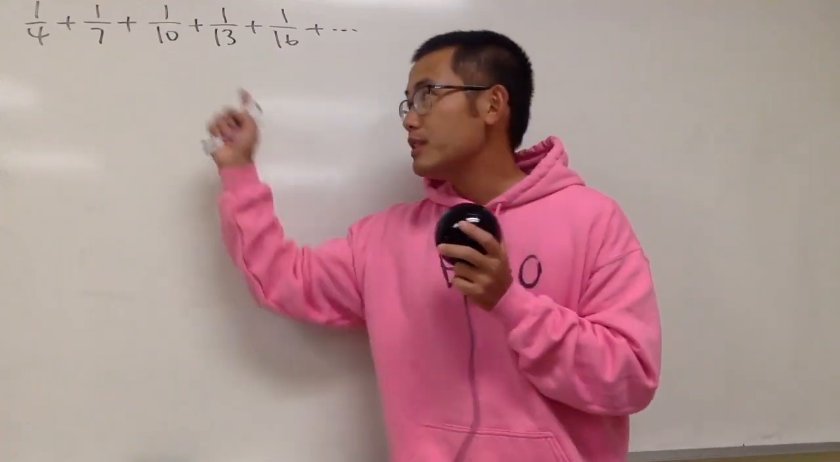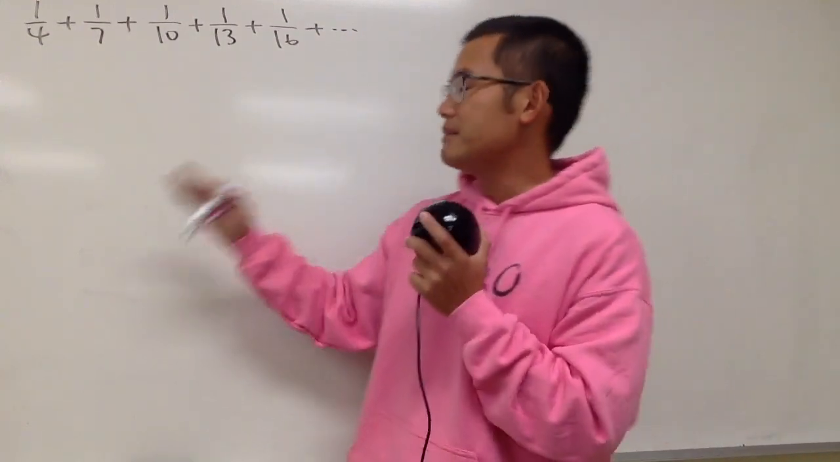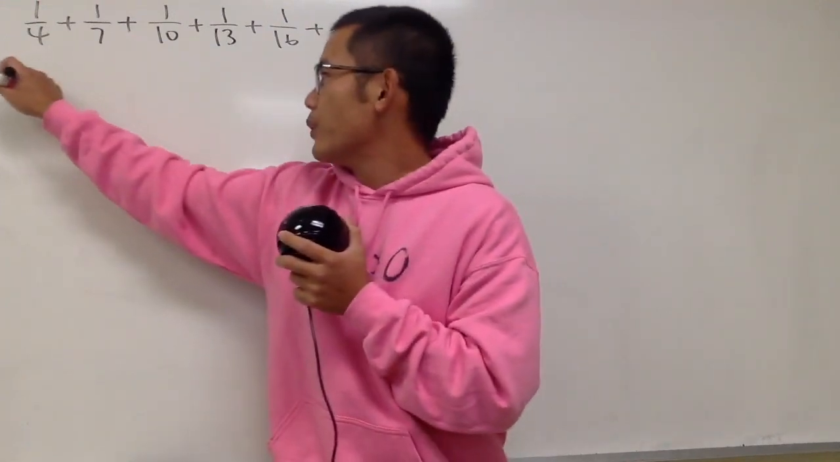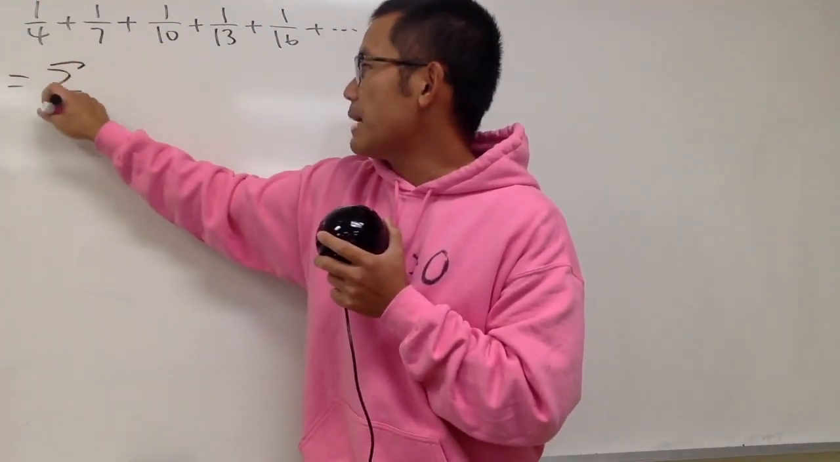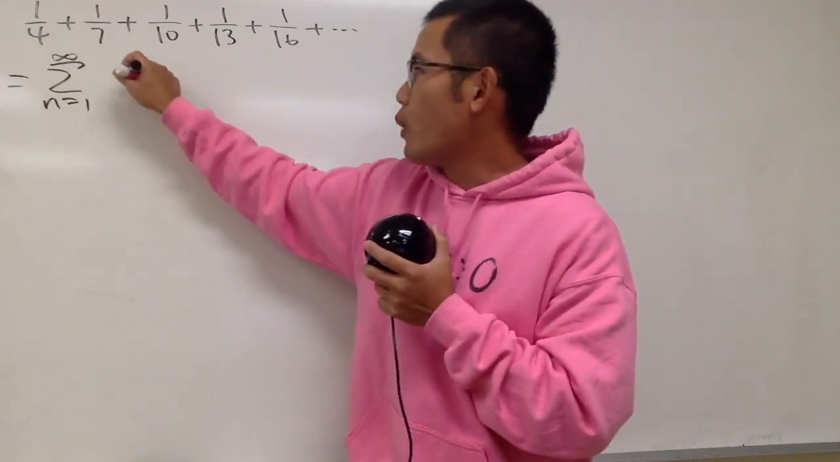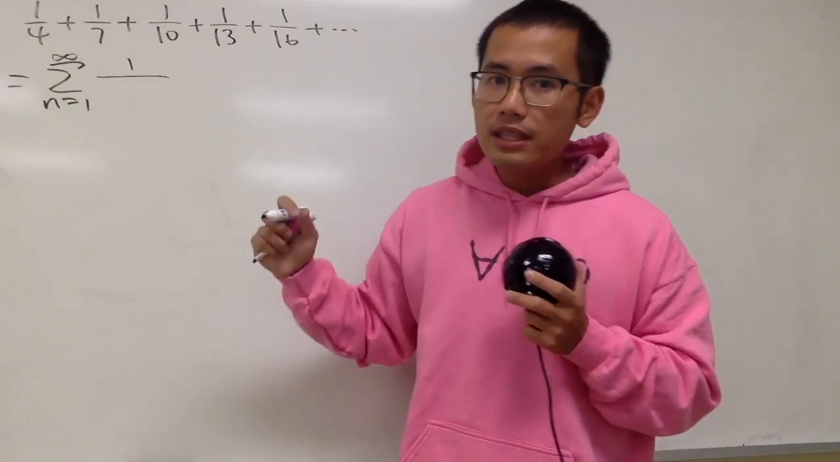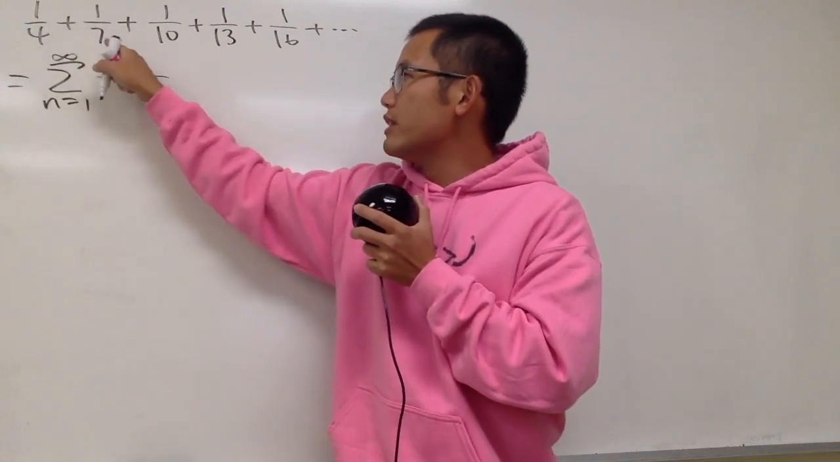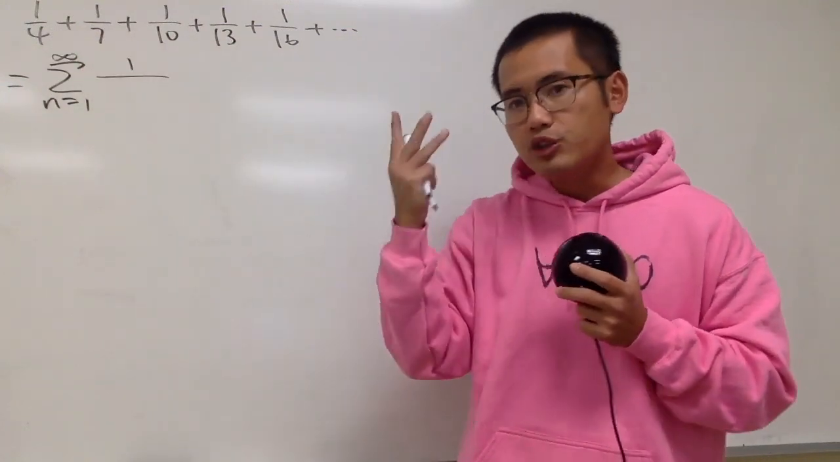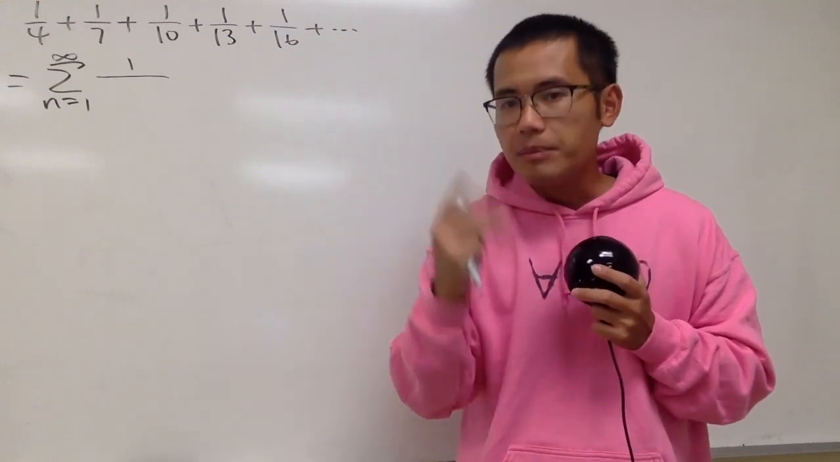Okay, we'll see if this series converges or not, and I think it's a good idea to put this into a sigma notation, so let's go ahead and do that. Well, everybody has a 1 on the top, so this is the sigma when n goes from 1 to infinity. We have 1 over, and notice on the bottom, we go from 4 to 7, 7 to 10, 10 to 13, and 13 to 16, and so on. Every time we just add 3, so that's the common difference.